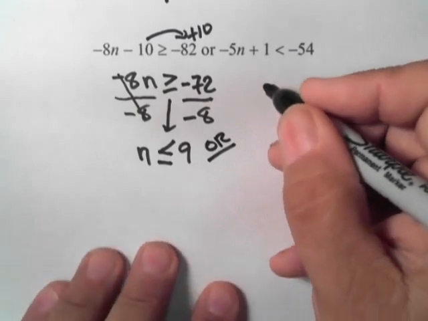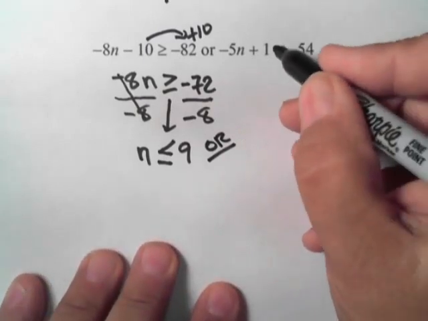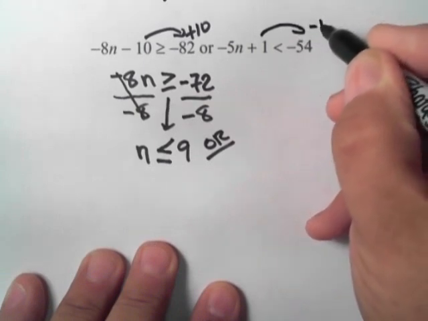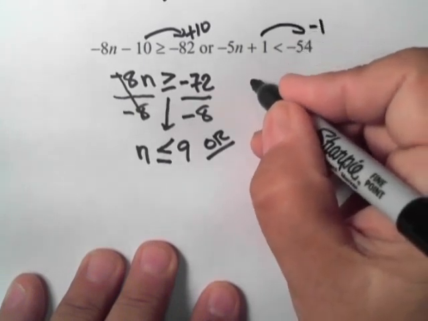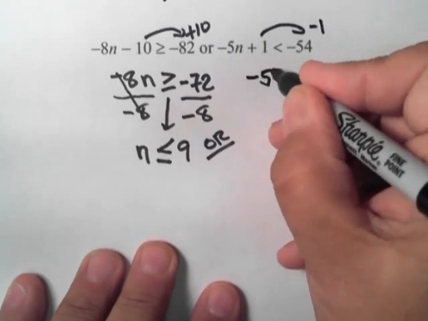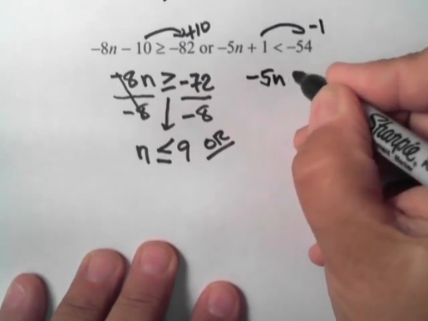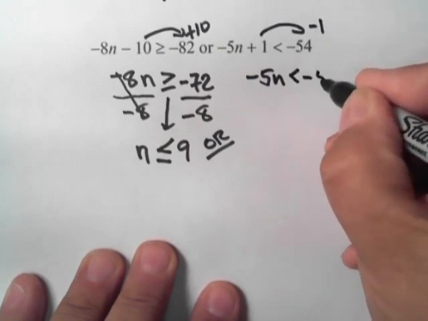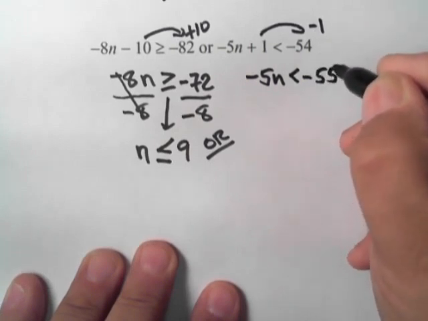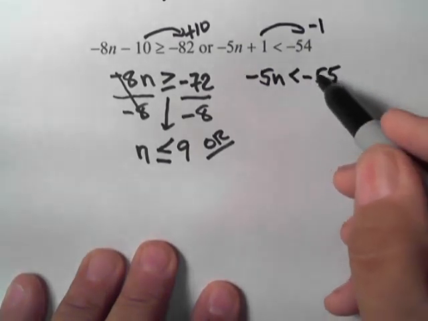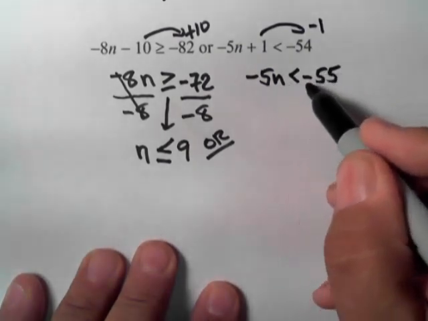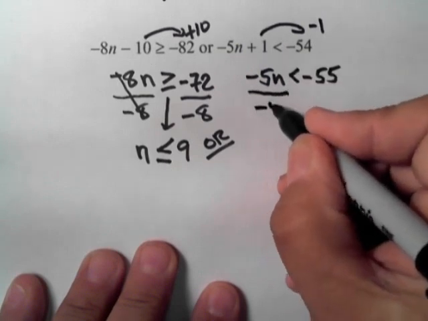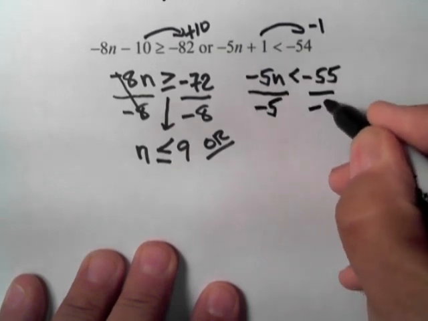And now we got to clean up the guy on the right side. The plus 1 goes over as negative 1. So I end up with negative 5n is less than, and this looks like negative 55. Okay, well, here we go again. To get the n all by itself, got to divide both sides by negative 5.